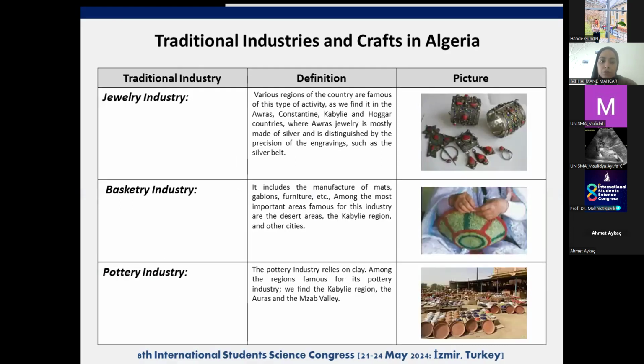We have also the jewelry industry. Various regions of the country are famous for this type of activity. We have also the basketry industry. It includes the manufacture of mats, baskets, furniture, etc. The pottery industry relies on clay, and among the regions famous for this industry, we can find it in the south of Algeria.